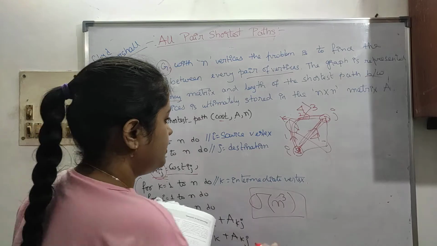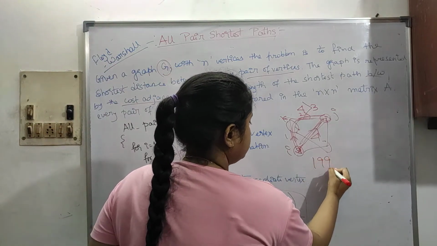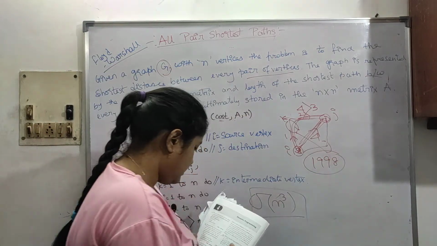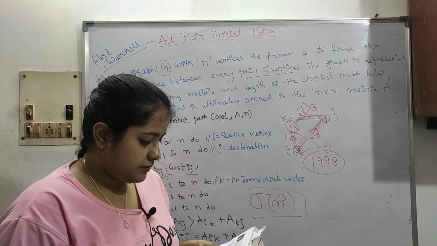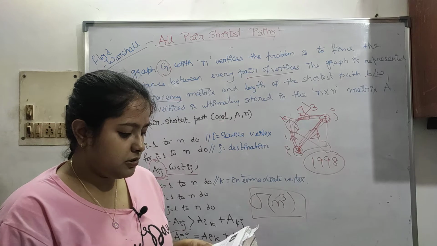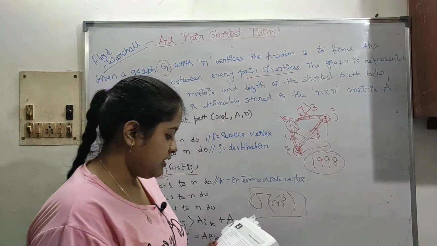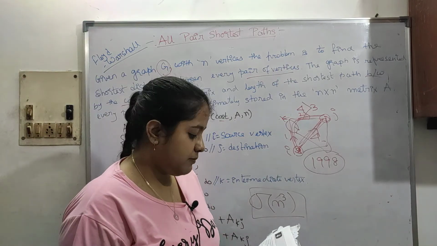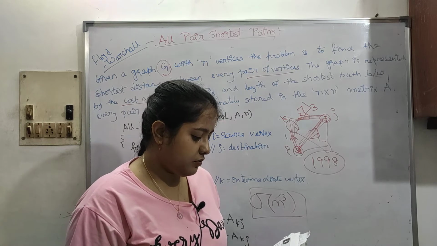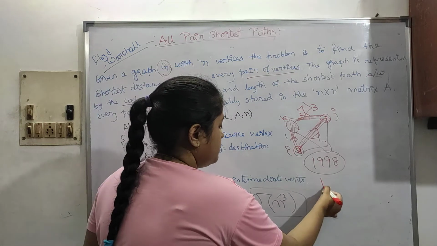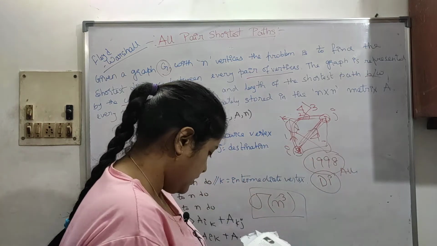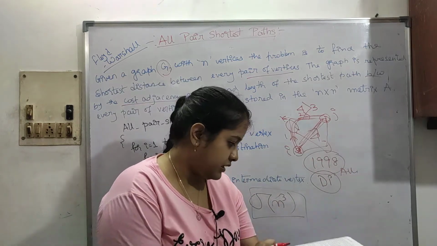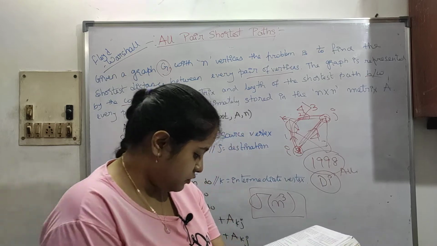So in GATE 1998 it was asked which one of the following algorithm design techniques is used in finding all pair shortest path. Four options are given: dynamic programming, backtracking, greedy, and divide and conquer. So dynamic programming is used in all pair shortest path. One question was asked, and n cube was asked also.